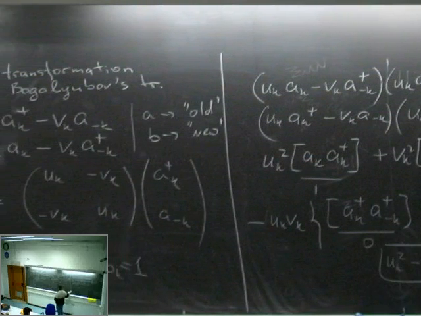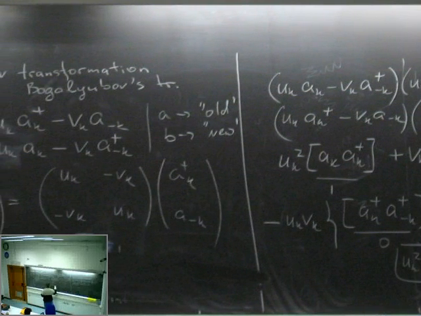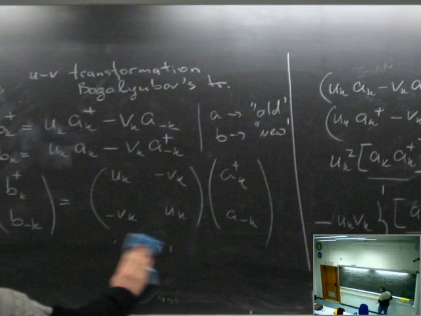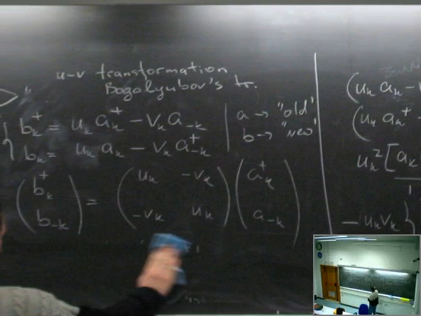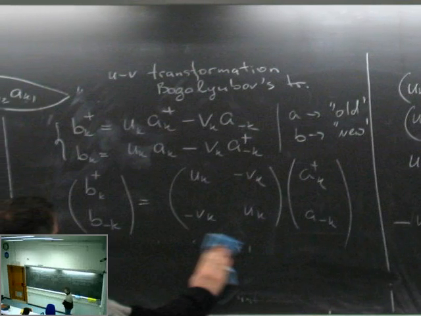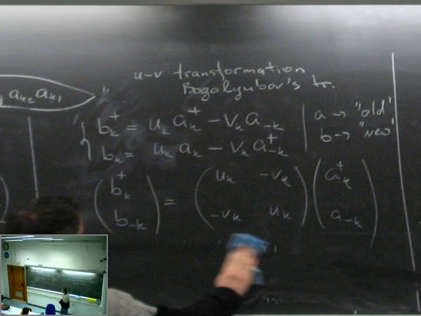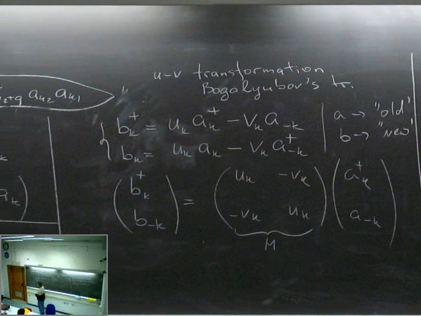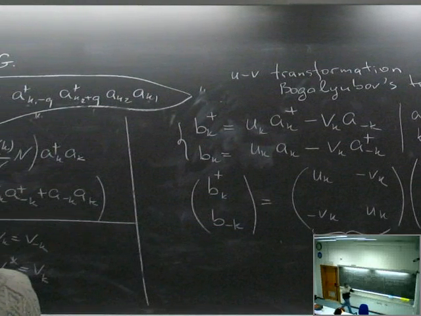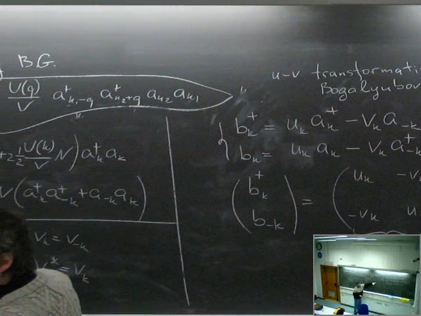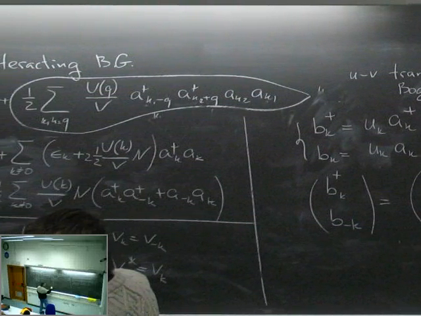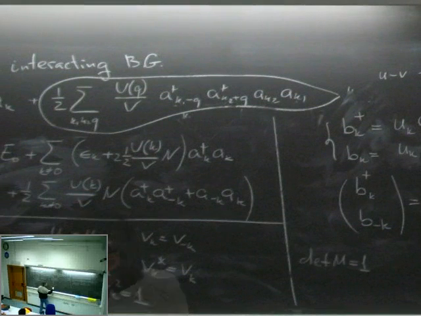If I look for the moment at this matrix, this is a matrix of transformation. Let me call it M. So what this condition tells me is that the determinant of this matrix is equal to 1. The determinant is u_k squared minus v_k squared. So I have determinant of M is equal to 1.